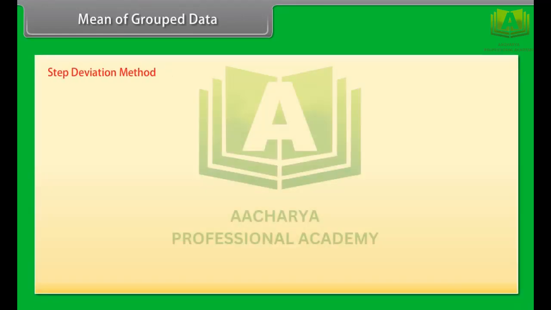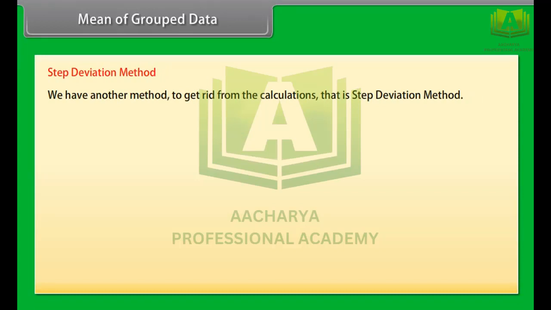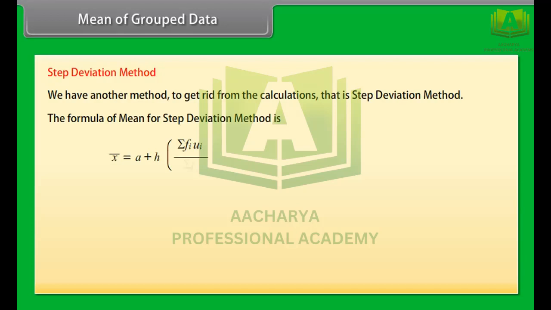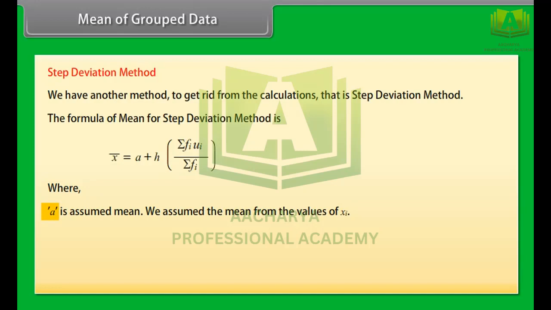Step deviation method. We have another method to get rid of the calculations, that is, step deviation method. The formula of mean for step deviation method is assumed mean plus h multiplied by summation of the product of fi and ui divided by summation of fi, where a is assumed mean. We assume the mean from the values of xi. h is the class size. ui is equal to xi minus a divided by h.